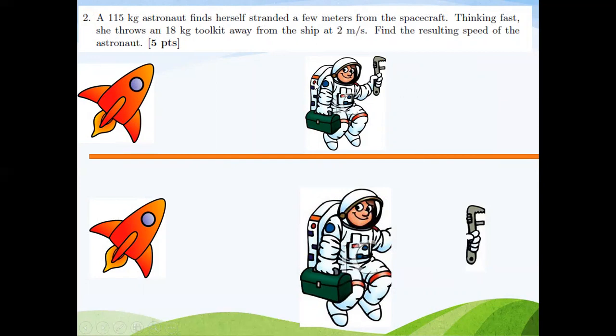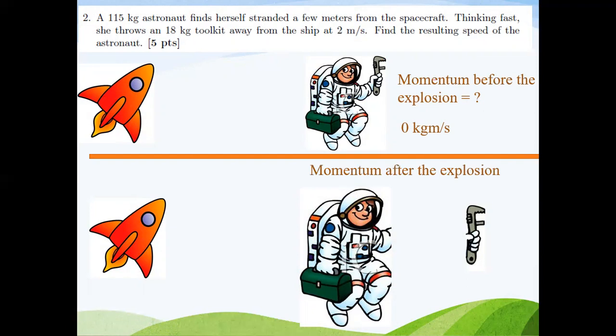All right. So can we calculate the momentum before the collision? Actually, here, explosion, right? So astronaut and the toolkit are at rest. So the momentum should be 0, right? Because there's no velocity in there. Mass is there, but there's no velocity. So the mass times velocity will be 0. Now, after the collision, what's the momentum?